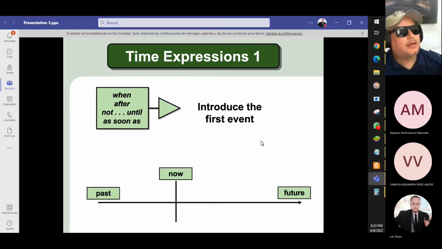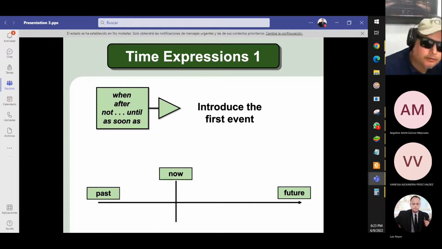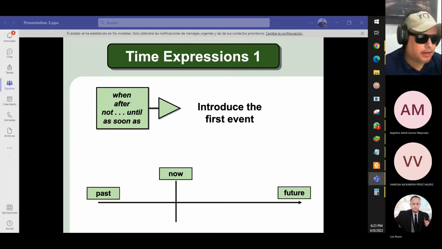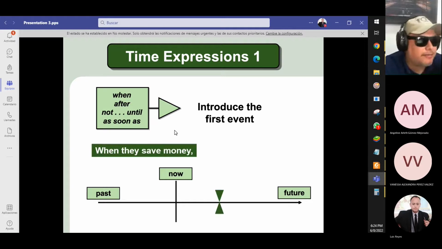Aquí tenemos una gráfica, ¿verdad? Donde podemos ilustrar justo lo que estamos explicando. Nos ayuda a entenderlo un poco más fácilmente con la gráfica. Y cuando usas when, after, not until, or as soon as, es como decir cuándo o después. El significado de la palabra es cuándo, después, o no hasta, o tan pronto como. Cuando usas cualquiera de esas palabras, como por ejemplo aquí el ejemplo when they save money, cuando ahorren dinero, ¿verdad?